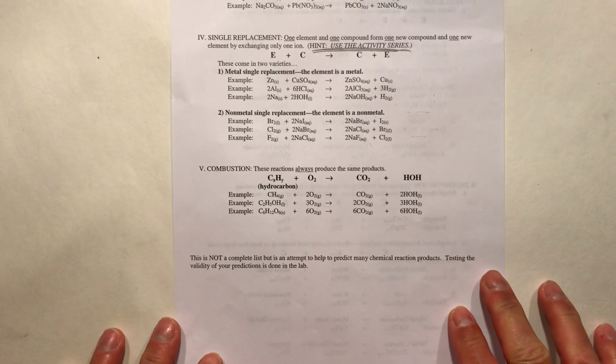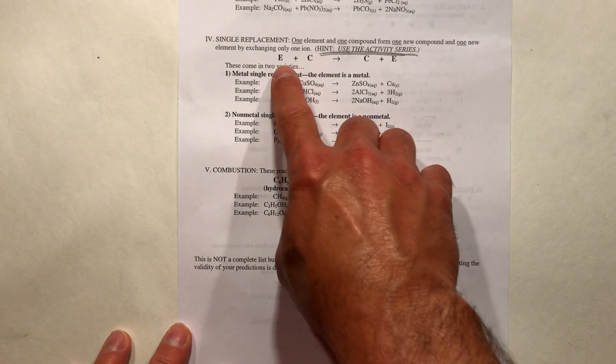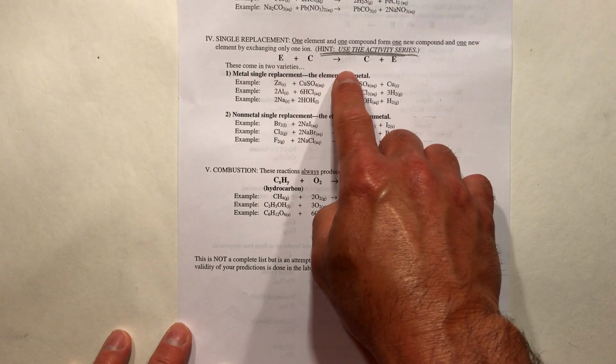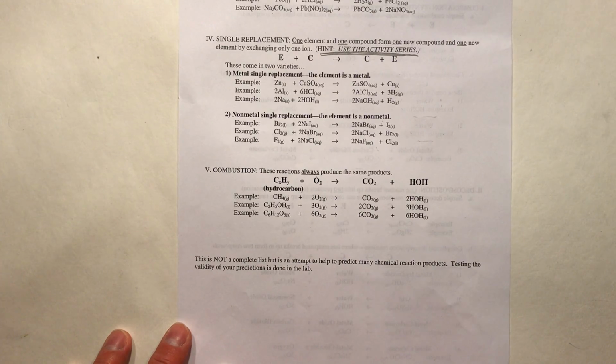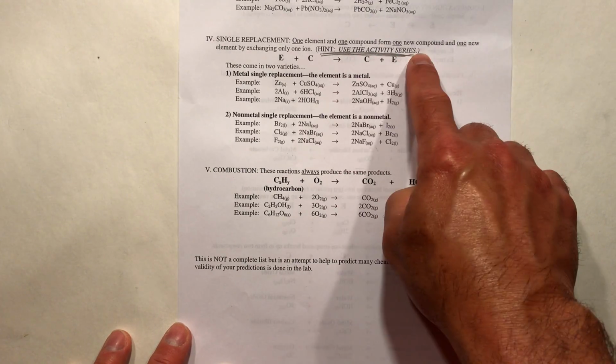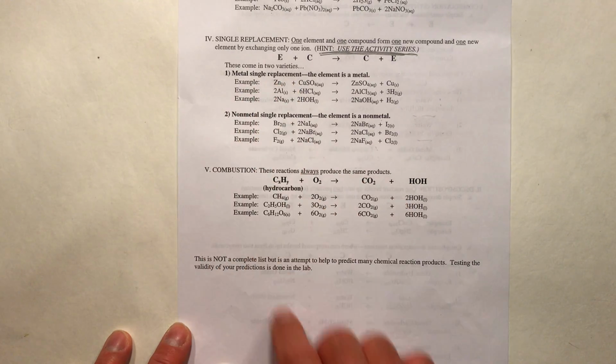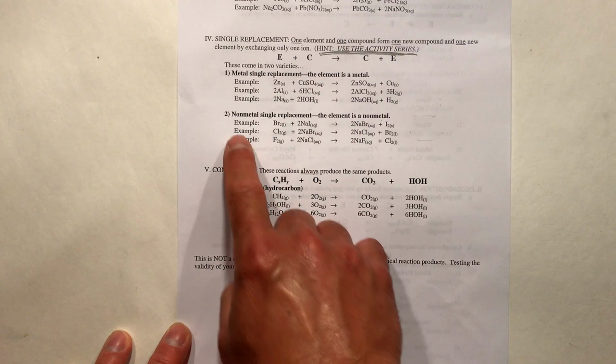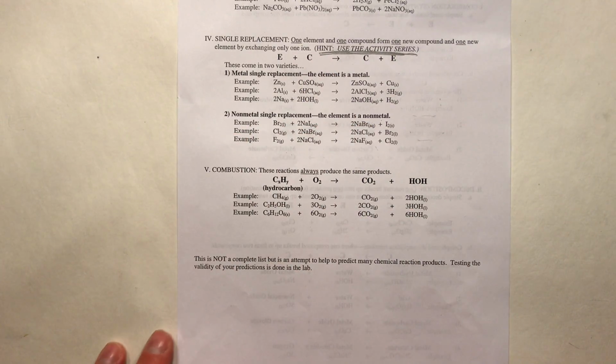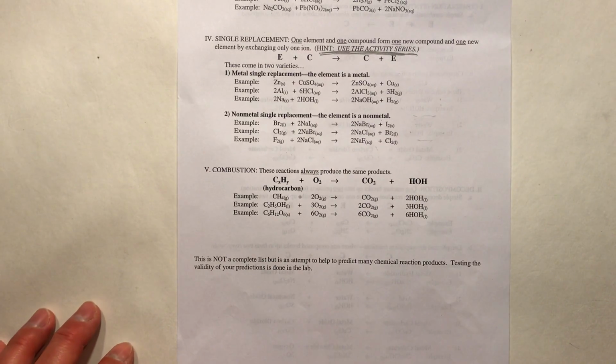Here's our fourth reaction type, single replacement. Single replacement is where we have an element and a compound form a new compound and element. And for single replacement, we always use the activity series. If the element's a metal, it'll try to replace the metal in the compound. That's called metal single replacement. On the other hand, if that element is a nonmetal, it will try to replace the nonmetal in the compound, and that's nonmetal single replacement. Now remember that we always write the element that's a metal first and the nonmetal second when we write the formula for a compound.